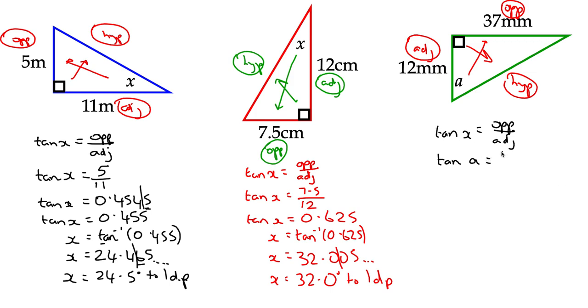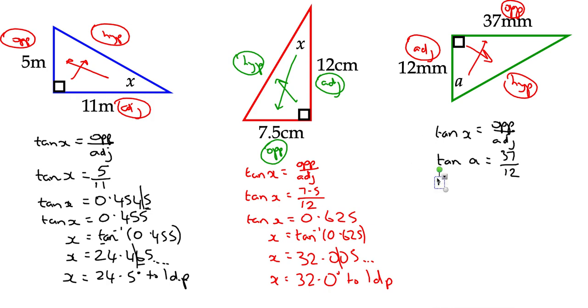The opposite side is 37, and what have we got? Adjacent is 12. Now you notice here the numerator is bigger than the denominator, so that's going to give me a number that's got 1 point something rather than 0. 37 divided by 12 is 3.083. I just meant it's bigger than 1, okay?